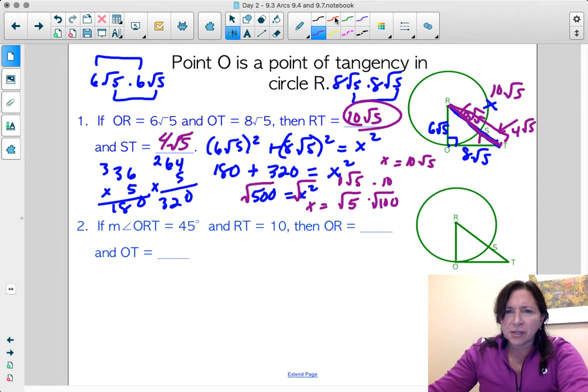The next question talks about angle ORT. So ORT is 45 degrees. So this is 45 degrees here. RT, which is this length, is 10. Find OR. So they want this length right here, and then they also want this length, which is OT.